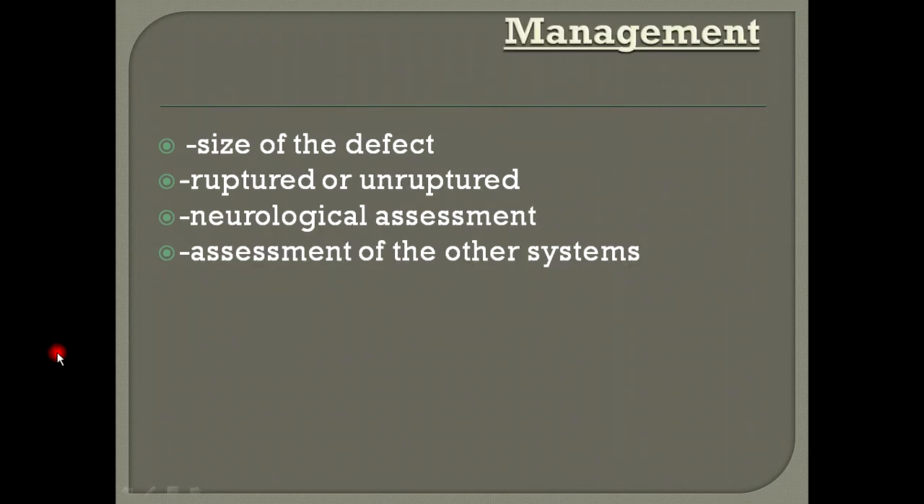The management depends on the size of the defect, ruptured or unruptured, neurological assessment, and assessment of other systems, because usually the myelomeningocele or spina bifida cystica is associated with other anomalies in other systems of the body, like the cardiovascular, respiratory, or gastrointestinal tract. So these are some pictures of the meningocele, and you can see the commonest site is usually the lumbar, followed by the dorsolumbar area, and finally the cervical.